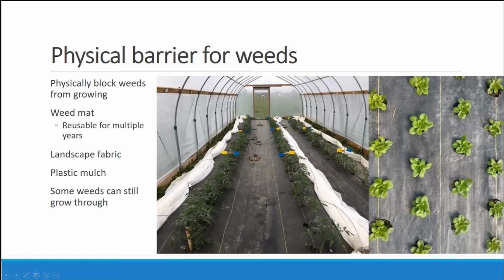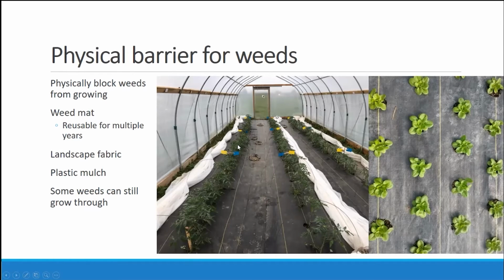This photo was taken in late March, and there's still nice lush green weeds along the side, even with this barrier. The barrier certainly helps, but you've still got to manage things a little bit on your own, just pulling, right? So physically blocking the weeds from growing. We use a woven weed mat like this. It's reusable for multiple years. We pull it up, we put more down, right?